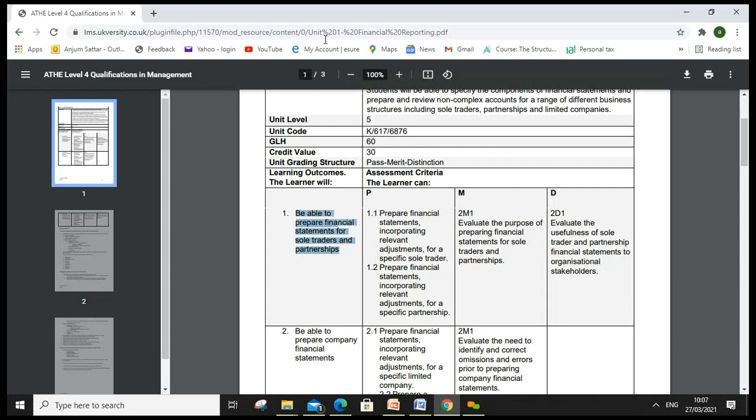And we have a learning outcome. Each lesson will go through one learning outcome. Today's learning outcome 1: be able to prepare financial statements for sole trader and partnership. Then we have assessment criteria, which will be in your assignment. Prepare the sole trader financial statement incorporating relevant adjustments, and partnership statements. Then we'll go through the purpose, discuss the partnership and sole trader, and evaluate the usefulness of these statements and how various stakeholders can use them.